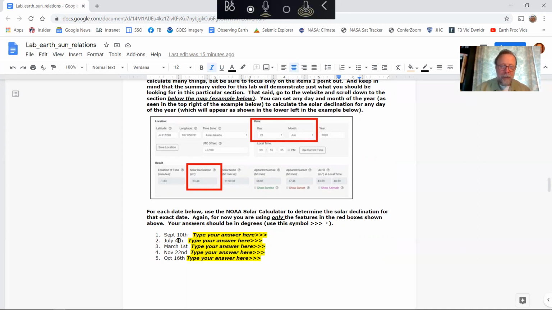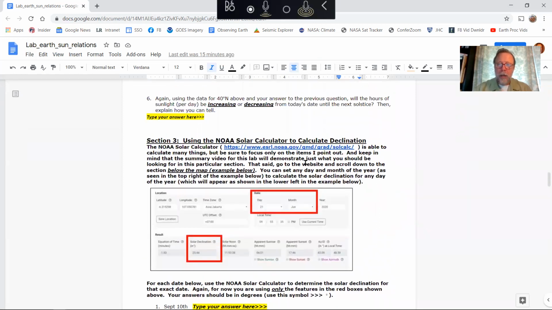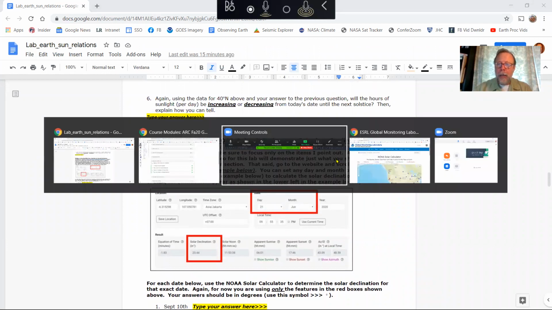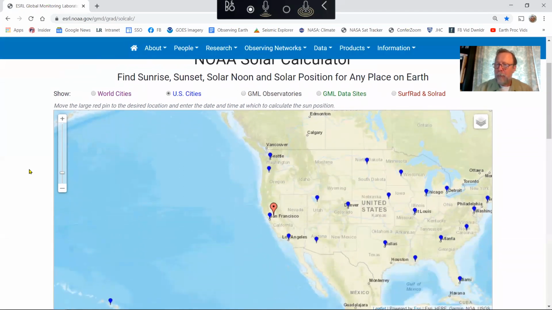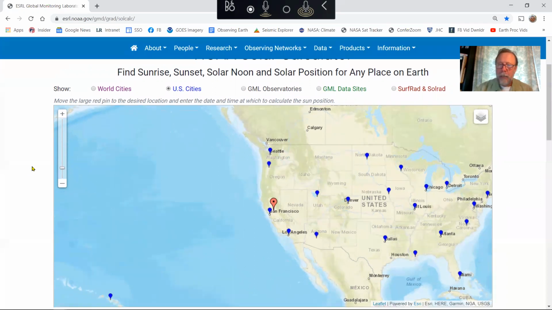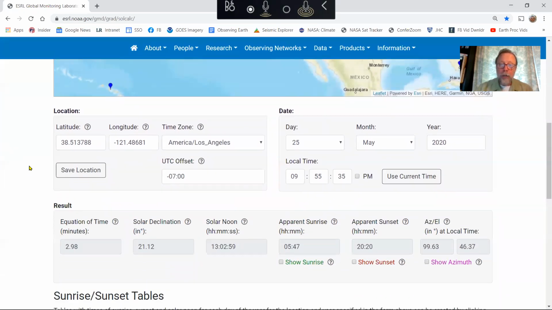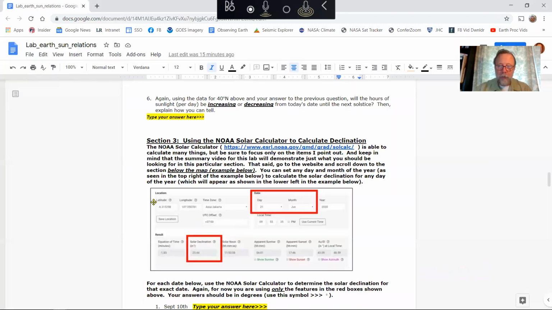I'll take a date that's not here. Let's say August 1st, okay? So what do you do? Well, you go to this NOAA solar calculator. And it looks like this. We're not going to use the map. You can go through it and figure it out. It's very powerful. It's got a lot of capability. For the moment, we're just using some limited capability. We're not going to use the map, but we're going to use the date here, and then you're going to read the declination. That is what is referred to in this graphic right here. So you're really only going to use the date and the declination at the moment.